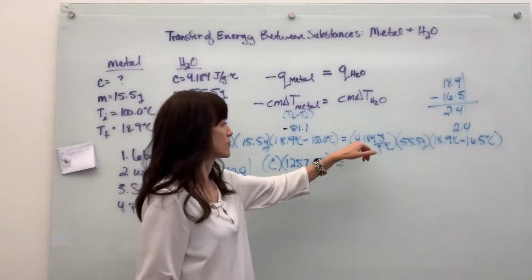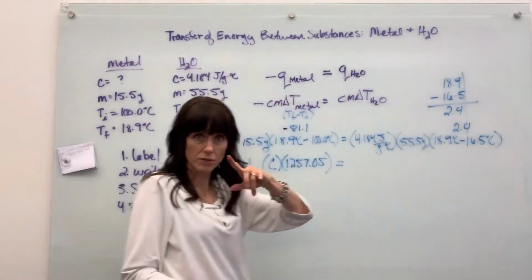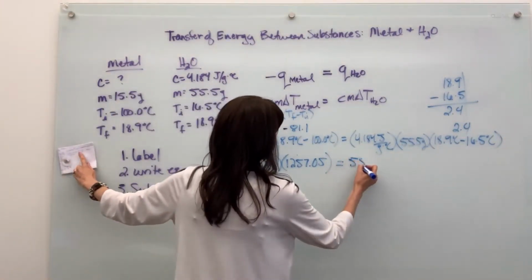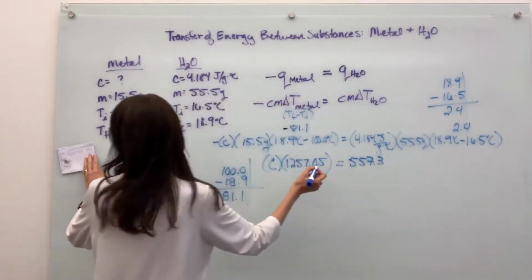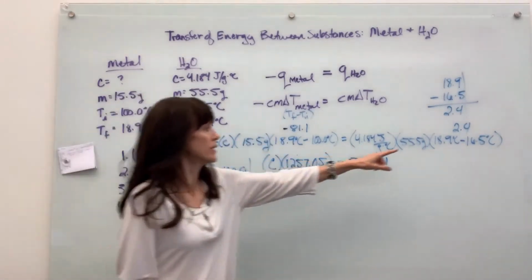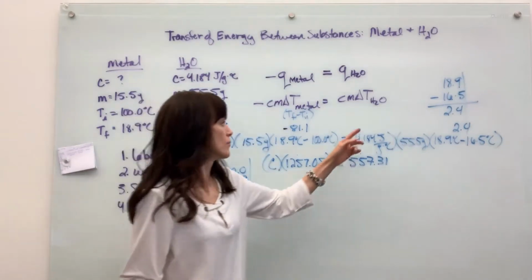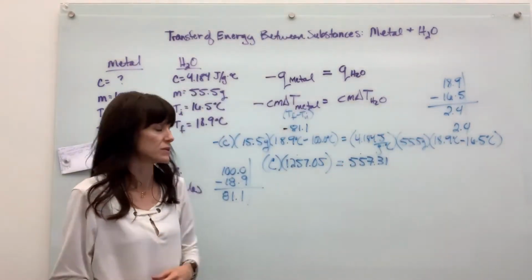Equals, now we take 4.184 times 55.5 times 2.4, it's going to be positive, and our value for that is 557.31. Now in this one, it's got 2 sig figs. I'm just going to make a little note to myself. We had 3 sig figs, 2 sig figs, so this is going to be 2 sig figs.